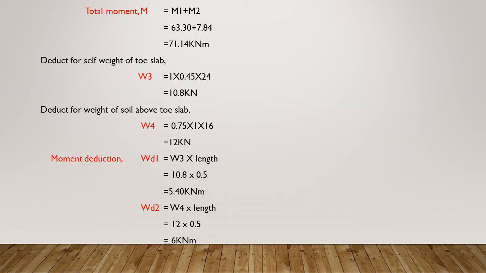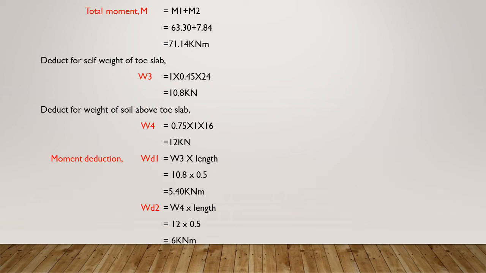Then deduction for self weight of toe slab, because the upward pressure will act on the base slab. So W3 is equal to 1 into 0.45 into unit weight of concrete, which is 24. So W3 is equal to 10.8 kilonewton. Then deduct the weight of soil above the toe slab, W4. W4 is equal to B into D into gamma s, because it is soil area. The unit weight of soil is 16, B is 0.75 and D is 1 meter. So W4 is equal to 12 kilonewton.